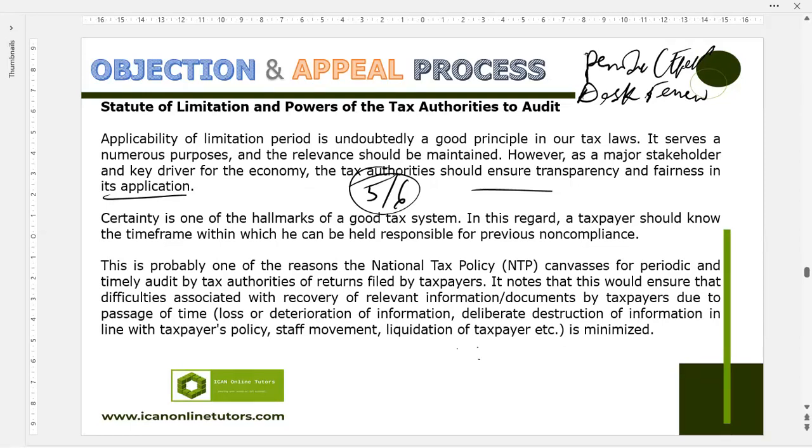This perspective is consistent with the provision of the Companies Income Tax Act. So they should not go beyond 5 years. It is also consistent with the provision of the Personal Income Tax Act and the Petroleum Profit Tax Act. It describes that taxpayers have an opportunity to recover any overpayments of tax within a 6 year period.